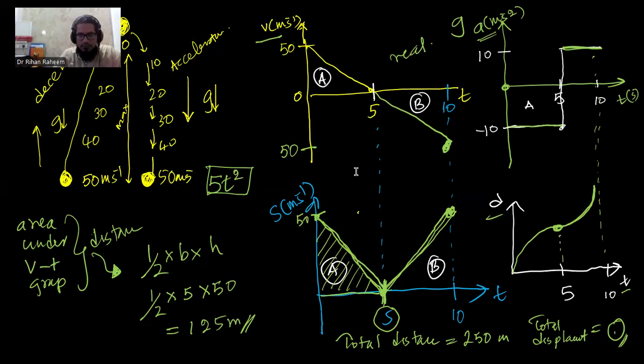So in a velocity time graph, the area is the area of the trapezium. Here there is no trapezium. Here it's a triangle. Maybe you mistakenly put it, no? The time is the base. Yes.